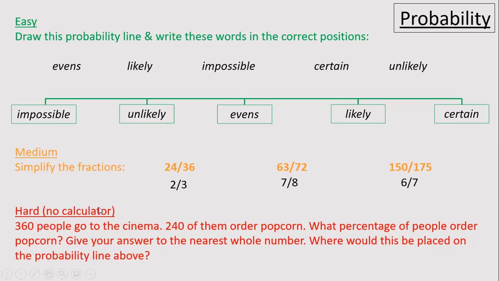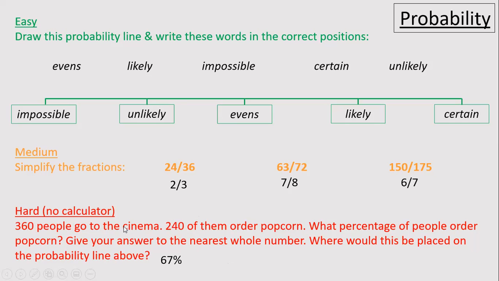So the hard question was: 360 people go to the cinema. 240 of them order popcorn. What percentage of people order popcorn? Give your answer to the nearest whole number. Where would this be placed on the probability line? The answer is 67%. So it'd be 240 divided by 360 multiplied by 100.